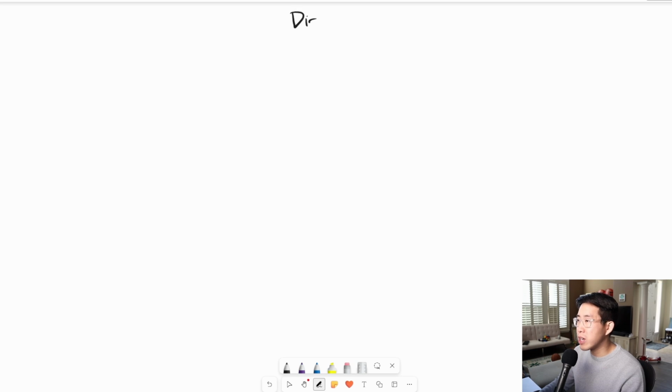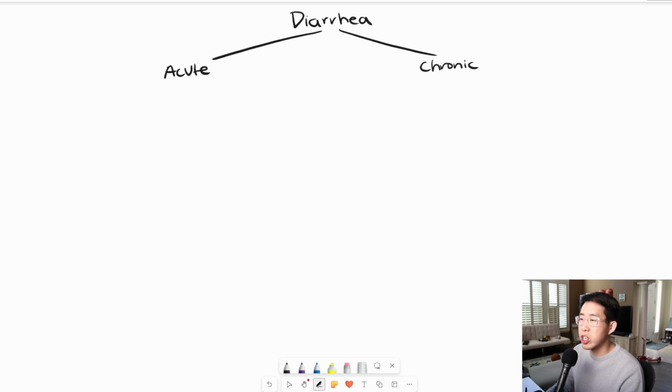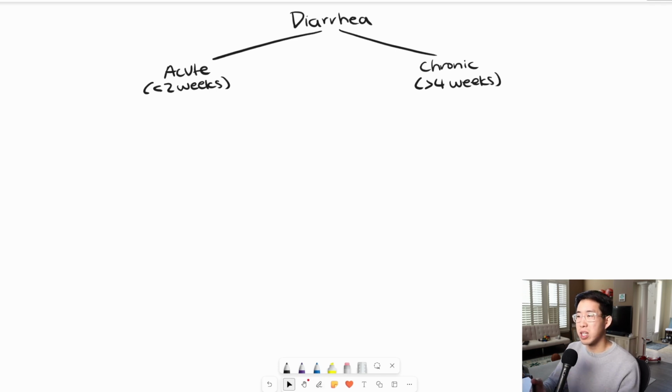When it comes to diarrhea, the first thing that you need to really identify is whether this is an acute diarrhea or whether this is a chronic diarrhea. Acute, we typically define as less than 2 weeks, whereas chronic is going to be defined by greater than 4 weeks. And then there's this in-between period of 2 to 4 weeks, which is kind of a gray zone where it could really be either an acute or chronic type of diarrhea.